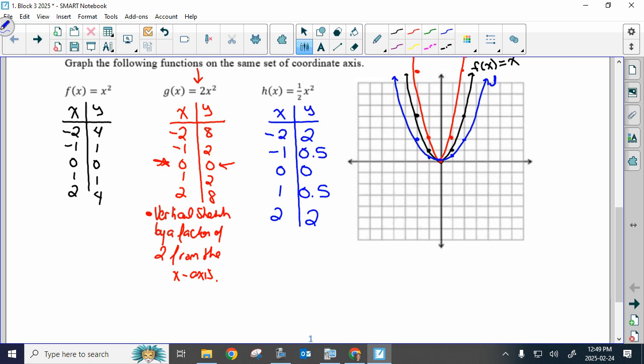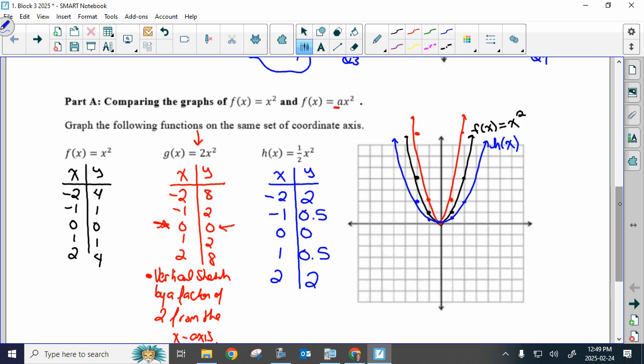So this is h of x in blue, and then this guy in red was g of x. When you compare it to this guy, the 4 was half as much. The 1 was half as much. The 0, anything multiplied by 0 doesn't change it. Half of 1 is a half. Half of 4 is 2. This distance is half as much. Do you guys see that?